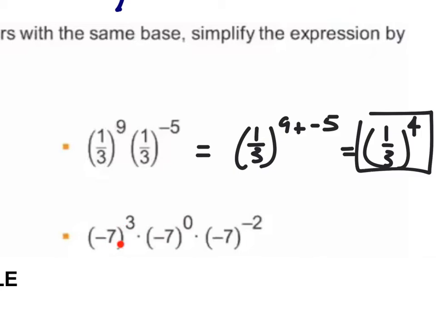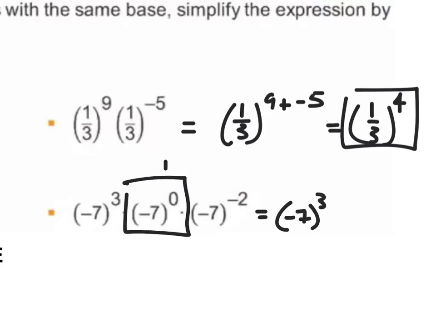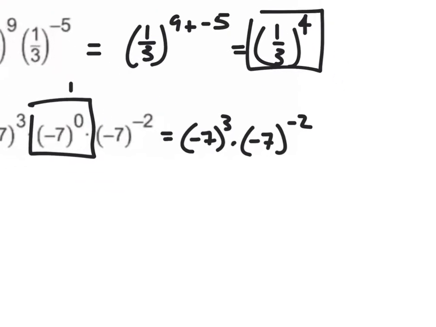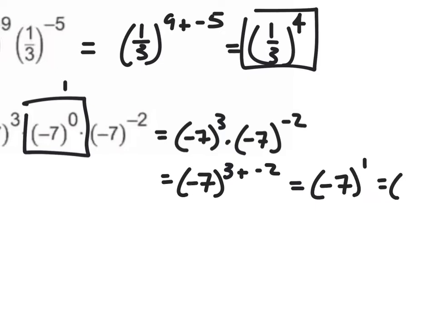Now down here, we can do this problem a couple different ways. First of all, we know that anything raised to the 0 power is 1. So we could rewrite this as negative 7 cubed times negative 7 to the negative 2 power. And what we can do here is just add our exponents. So this is negative 7 to the 3 plus negative 2 power. 3 plus negative 2 is 1. So this is negative 7 to the first power, and you can simplify that down to just negative 7, and that would be your answer.